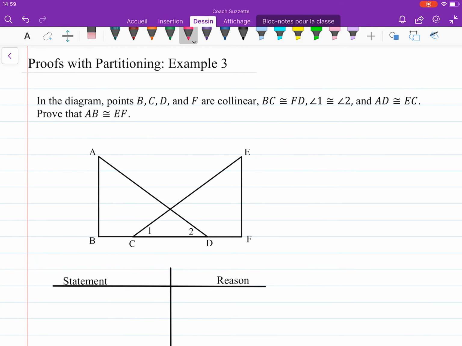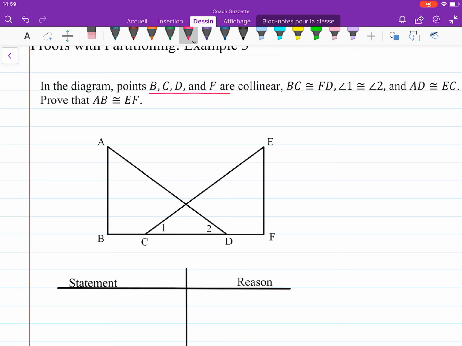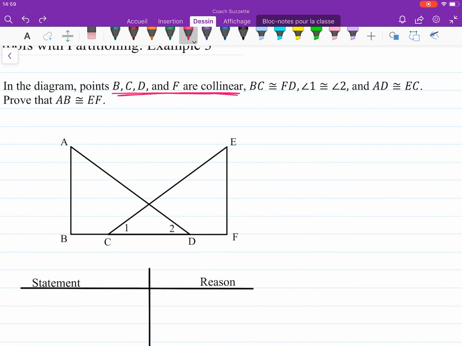Okay, let's first mark up our diagram to reflect what we were given. That these 4 points are collinear means that there is a straight line that contains all 4 of them. So that means this is a straight line. Next, BC is congruent to FD, means that these segments are congruent. Angles 1 and 2 are equal in measure, so we have a little isosceles triangle there. And then AD is congruent to EC is this side and this side.